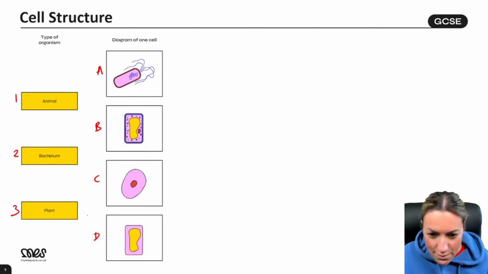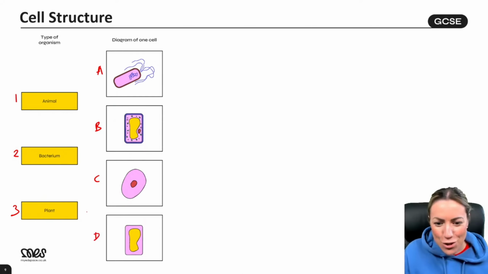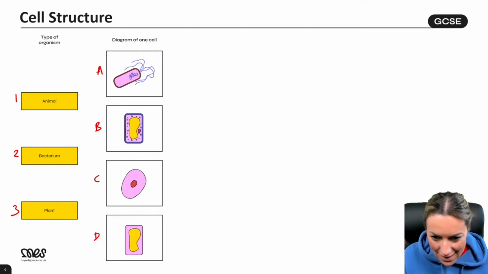I'll number them and I'll give them some letters. See, Pranav is straight in there. Pranav knows how this works. Right, so we're looking for which one is an animal cell, which one is a bacterial cell, and which one is a plant cell. So this is just basic cell structure. It's just recognizing your cells.